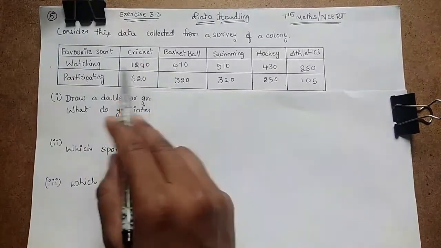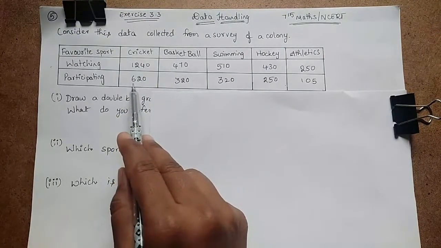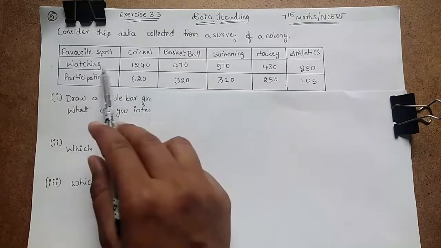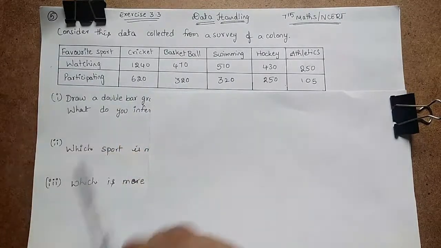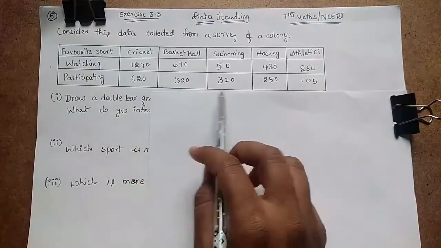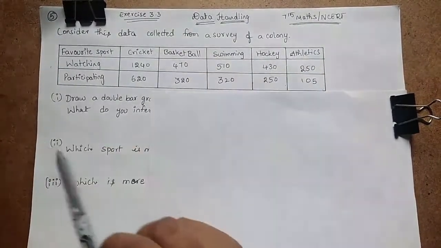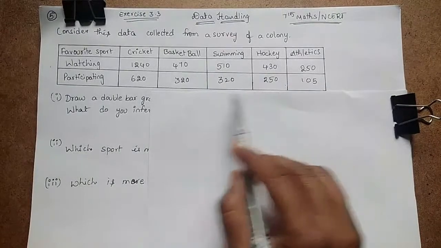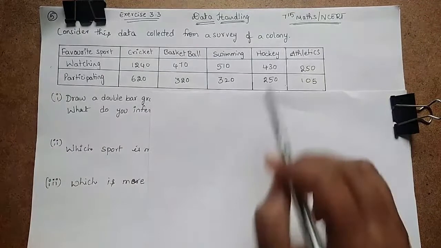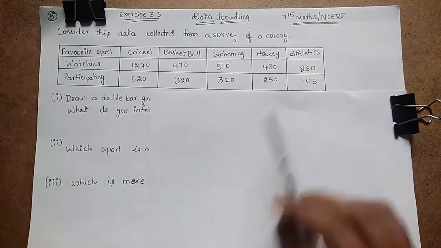So here, cricket: watching is 1240, participating members are 620. Here see the basketball: 470 members are watching, 320 members are participating. Here also swimming: 510 members are watching and 320 members are participating. Coming to hockey, 430 members are watching the sport and 250 members are participating in hockey. Next, last but not the least, athletics: watching members are 250 and participating members are 105.